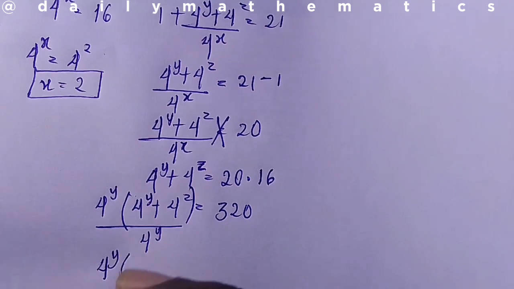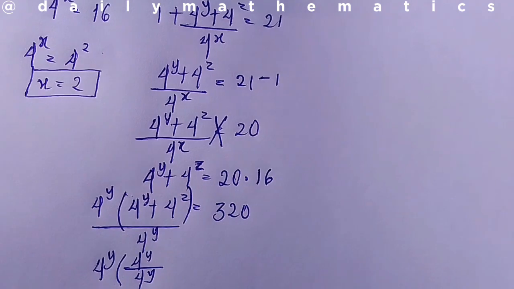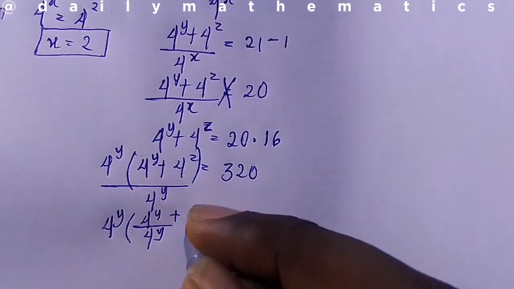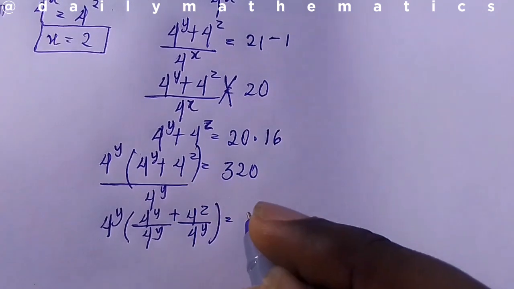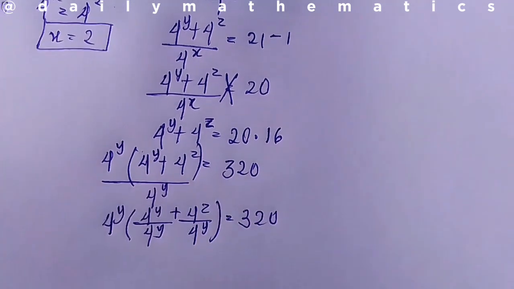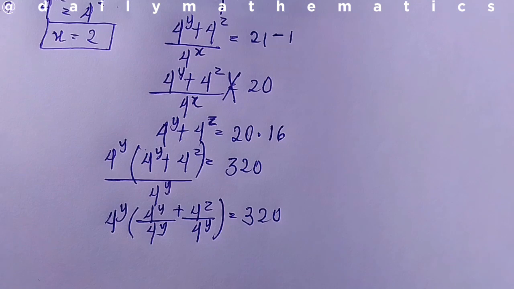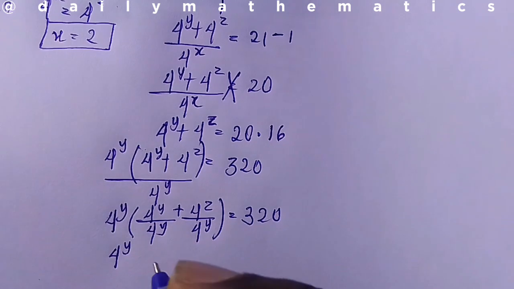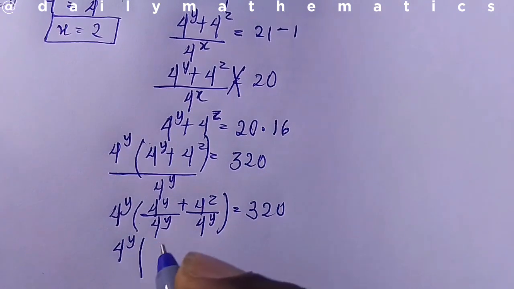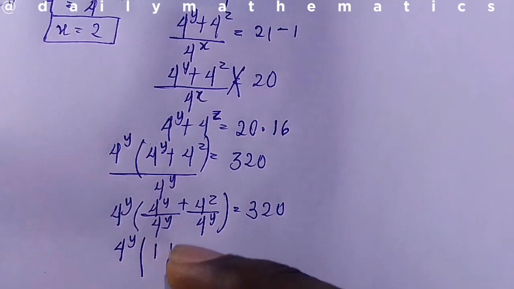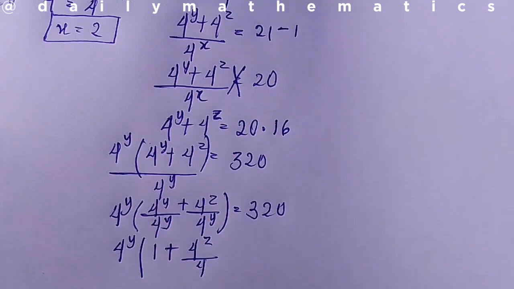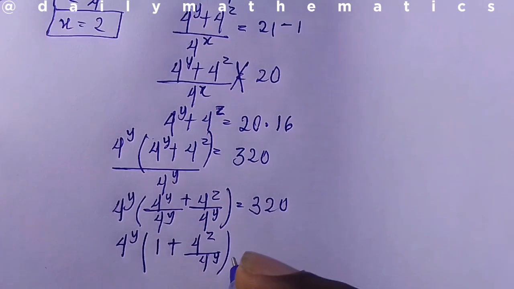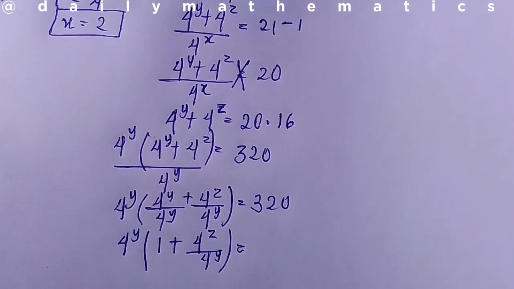So from here, we'll split it still. We have 4 raised to the power of y bracket 4 raised to the power of y over 4 raised to the power of y, right, plus 4 raised to the power of z over 4 raised to the power of y equals 320, right? So from here we'll have 4 raised to the power of y bracket 4 raised to the power of y divided by 4 raised to the power of y, that's 1, plus 4 raised to the power of z over 4 raised to the power of y equals, now 320, what are the factors of 320?